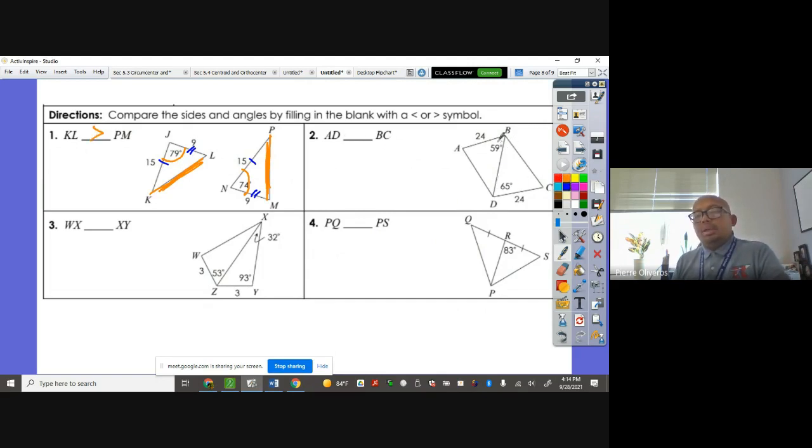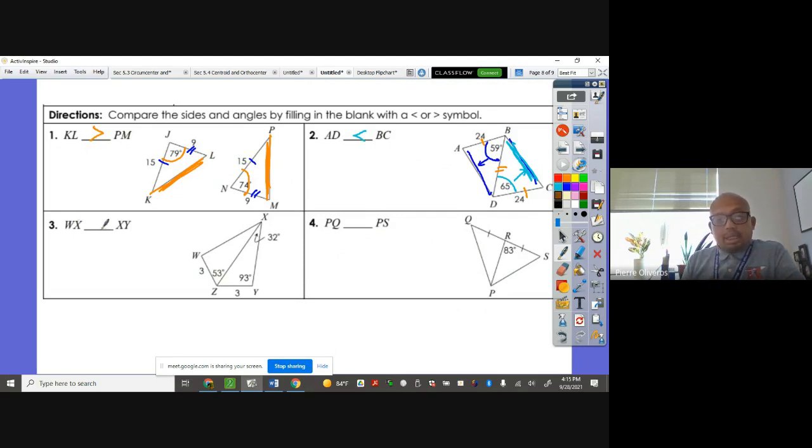AD and BC, so we're comparing these sides here. We know that this is equal to itself. This is 24, that's 24. So the opposite to 59 is AD. The opposite to 65 is BC. It's obvious that this is longer because 65 is bigger than 59. So this is less than.